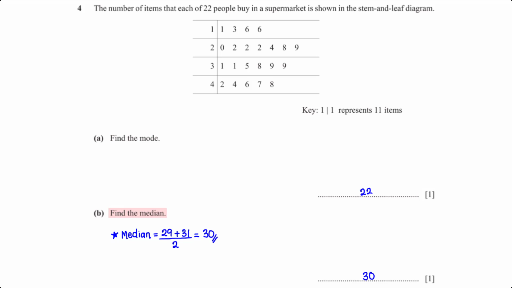Find the median. The stem and leaf plot is already arranged in ascending order, and so to get the location of the median, we find half of n plus 1, where n in this case is 22. This gives us 11.5. This means the median is located between the 11th number and the 12th number. The 11th number is 29 and the 12th number is 31. And so the median will be 29 plus 31 divided by 2, which is equal to 30.